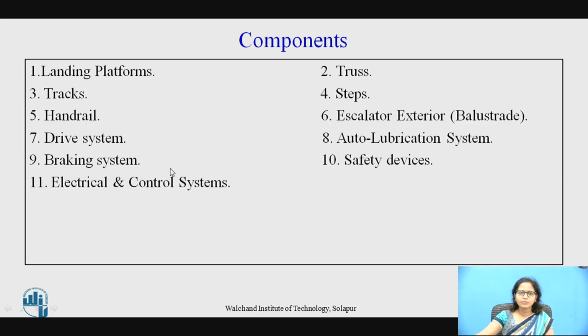So there are different components of the escalators. The first one is the landing platform, second is the truss, third is the tracks, fourth is the steps, fifth is the handrail, sixth is the escalator exterior which is called the balustrade, seventh is the drive system, eighth is the auto lubrication system, ninth is the braking system, tenth the safety devices, and eleventh is the electrical and control systems. So let us see them one by one.